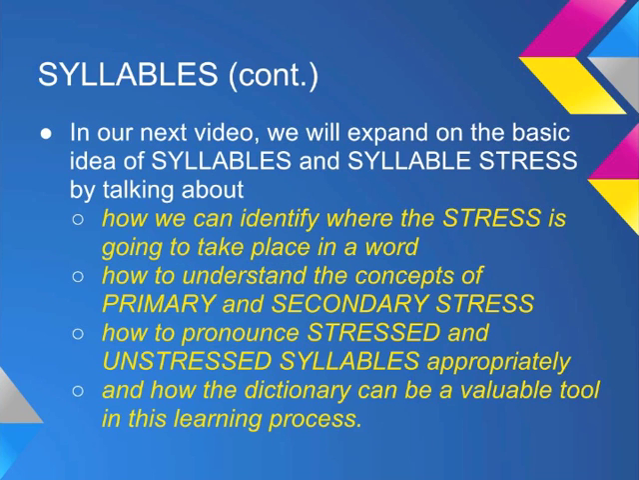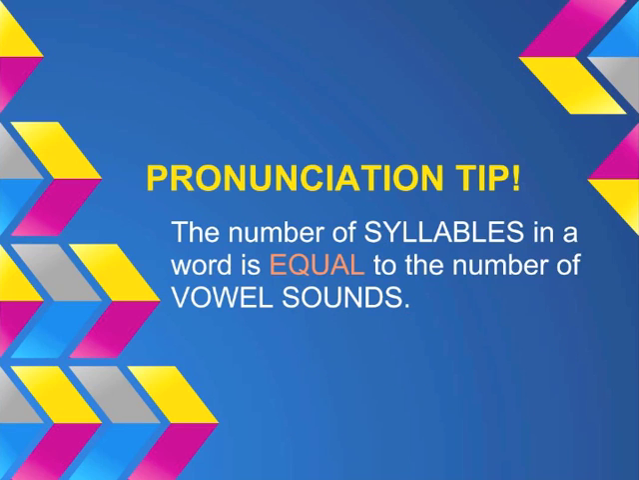In our next video, we will expand on the basic idea of syllables and syllable stress by talking about how we can identify where the stress is going to take place in a word, how to understand the concepts of primary and secondary stress, how to pronounce stressed and unstressed syllables appropriately, and finally, how the dictionary can be a valuable tool in this learning process. Pronunciation tip. The number of syllables in a word is equal to the number of vowel sounds.